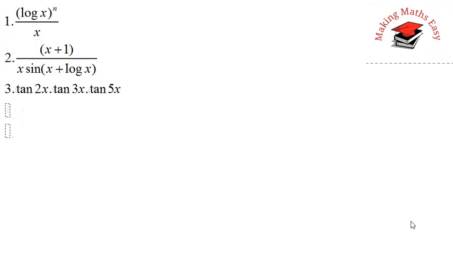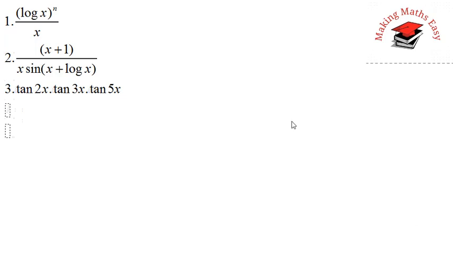In the previous video we solved the sums based on integration of algebraic expressions, different methods of integration, as well as the trigonometric formulas. Today in this video we are going to solve the sums based on the first method of integration, that is the method of substitution. So let's start our video.